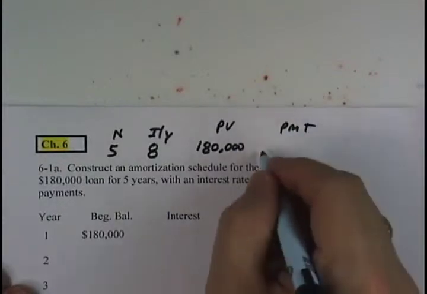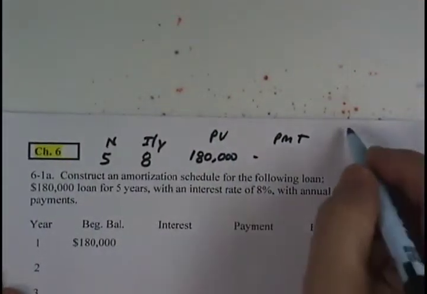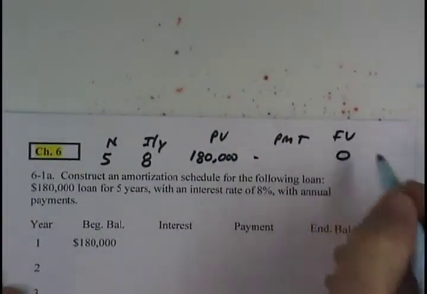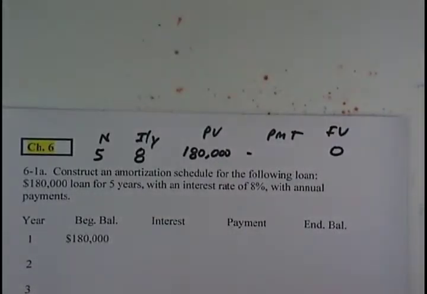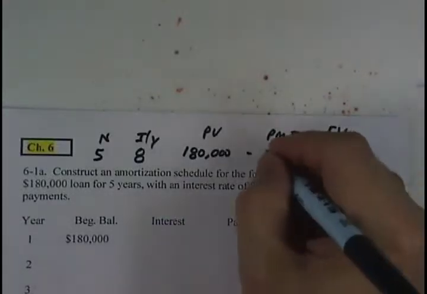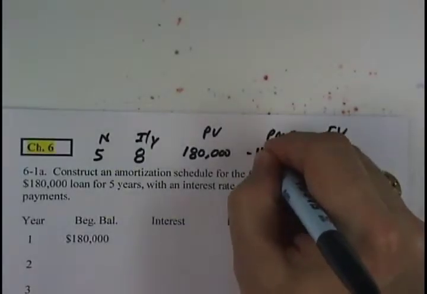When I compute the payment, of course, the calculator will put a negative sign in front of it, and there is no lump sum future value in this case. So the 5 equal payments to repay my $180,000 loan at 8% interest would be $45,082.16.